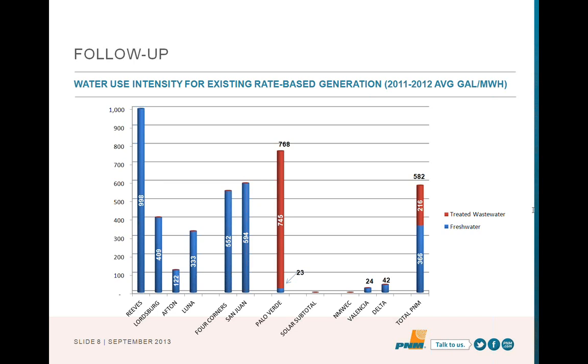Okay, but in terms of this graph here, the first four plants, Reeves, Lordsburg, Afton, and Luna, are gas plants. Reeves, Afton, and Luna are steam cycle plants. Afton and Luna are combined cycle. Reeves is a steam turbine generator. Lordsburg is a combustion turbine that burns gas. Four Corners, San Juan, coal. Palo Verde, nuclear. Then we have solar and wind, which we aren't attributing any water use for. And then Valencia and Delta are natural gas-fired peaking plants. And again, we'll get that on the graph for future presentations of this information.